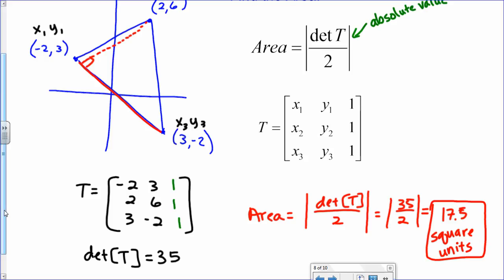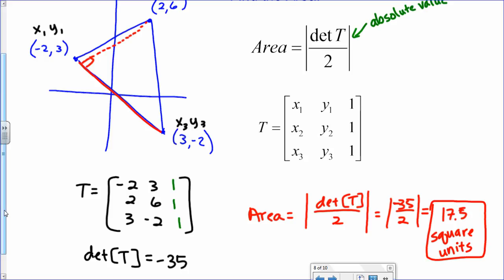Yeah, let's see. Yes, you should get negative 35. Good question. So you get negative 17.5, but because it's area, you have to switch it to positive 17.5. Okay? All right, that's on your test.